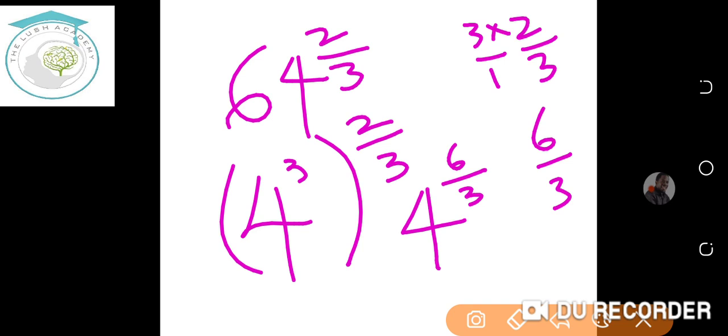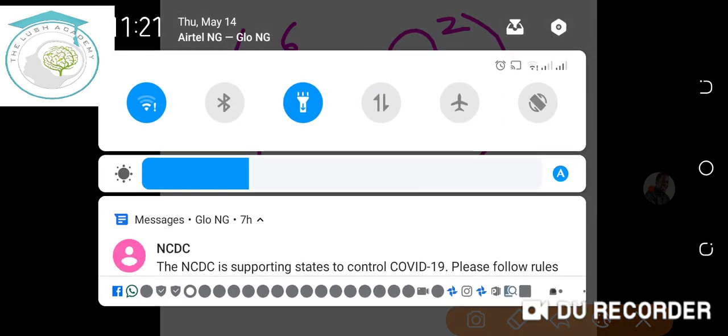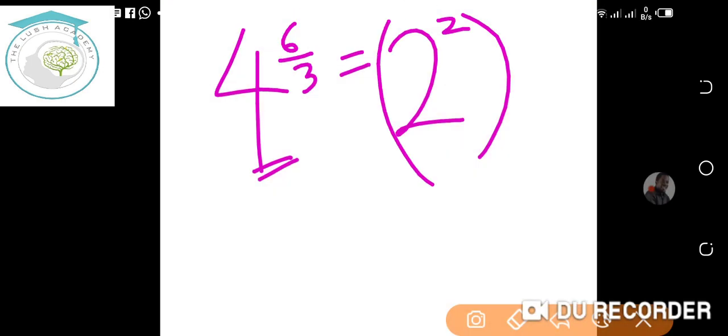4 to the power of 6 over 3. Watch me. 4 to the power of 6 over 3. Do you know that 4 can be simplified to 2 to the power of 2? You know that, good. 2 squared, to the power of 6 over 3. So what does this become?